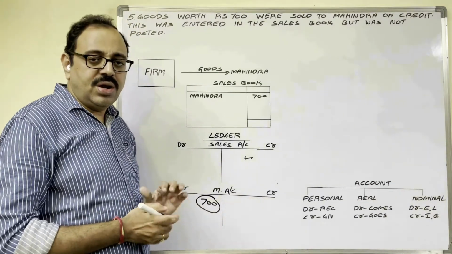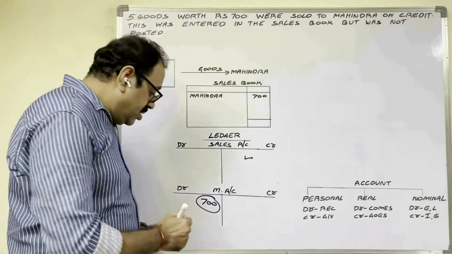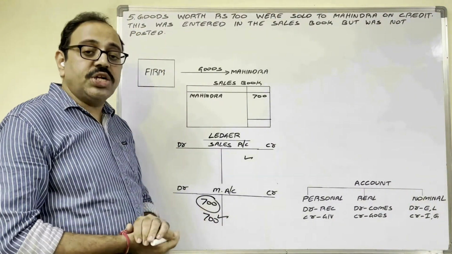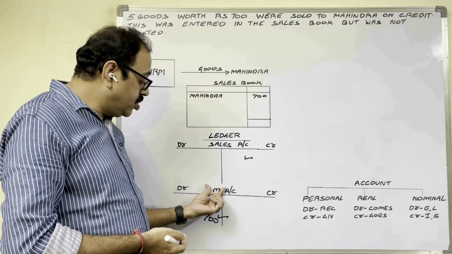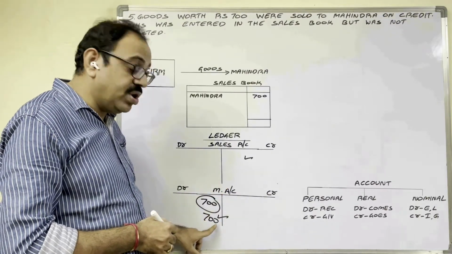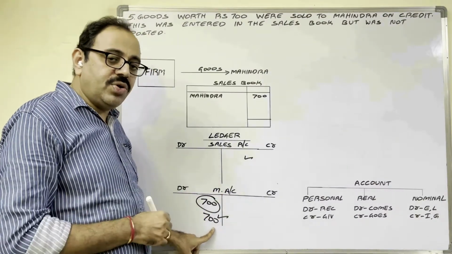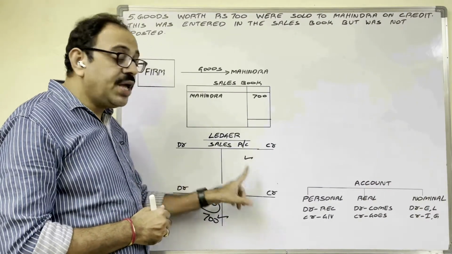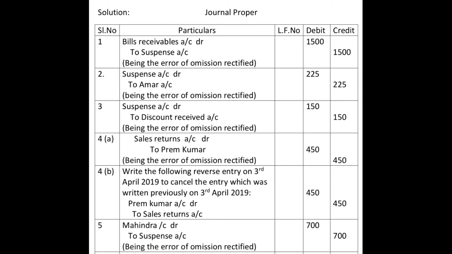This is a mistake. How to rectify it? By debiting 700 rupees in Mahindra account. So while writing the rectification entry, Mahindra account should be debited with 700 rupees, because in Mahindra account only the debit side was missed. Then on the credit side what to write? Suspense account. Then the rectification entry is Mahindra account debtor to suspense account. Fifth one: Mahindra account debtor to suspense account, amount 700. Narration: being the error of omission rectified.